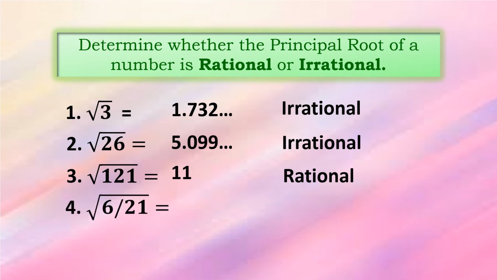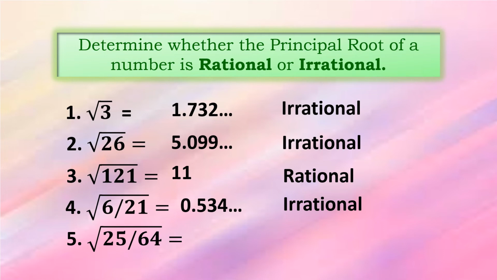Number 4. Square root of 6 over 21. What's your answer? Since the extracted principal root is irrational, the correct answer is irrational. And number 5. Square root of 25 over 64. What's your answer? The correct answer is, since we extracted a rational number, which is 5 over 8, then the principal root is rational.